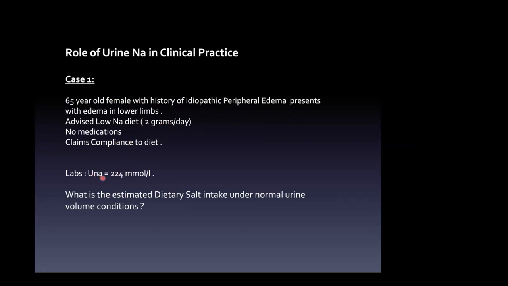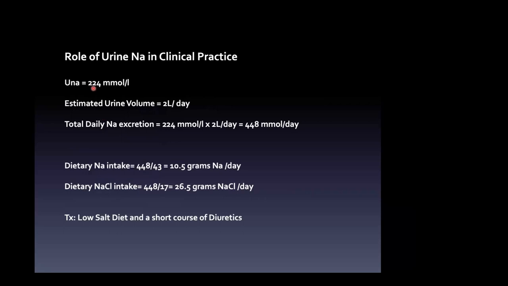The only thing I had to do was to check her urine sodium, which came back as 224 millimoles per liter. Now, if she is excreting 224 millimoles per liter, I didn't check the urine volume. I just assumed that she is a normal person making 2 liters of urine. So the total sodium that she is excreting per day is 224 multiplied by 2 liters, that comes to around 448 millimoles per day. Now, if I want to convert that into grams, I go back to that old formula, which says that 1 gram of sodium is 43 millimoles. So I divide 448 by 43, that gives me 10.5 grams of sodium per day. So you can see she was prescribed 2 grams of sodium, but she was actually eating 10 grams of sodium per day. That explained her peripheral edema.